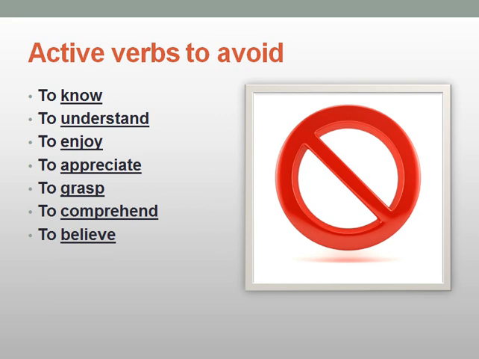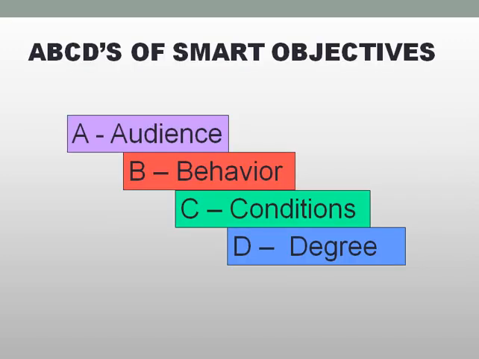There are some active verbs to avoid when writing your SMART goals. They include to know, to understand, to enjoy, to appreciate, to grasp, to comprehend, and to believe. Because these active verbs are abstract rather than concrete, these particular active verbs are very hard to measure and should not be used. Another way to strengthen your SMART objectives is to write them using the ABCD components.